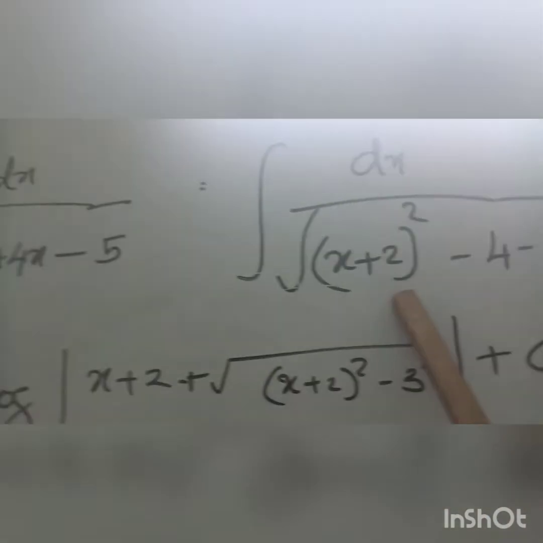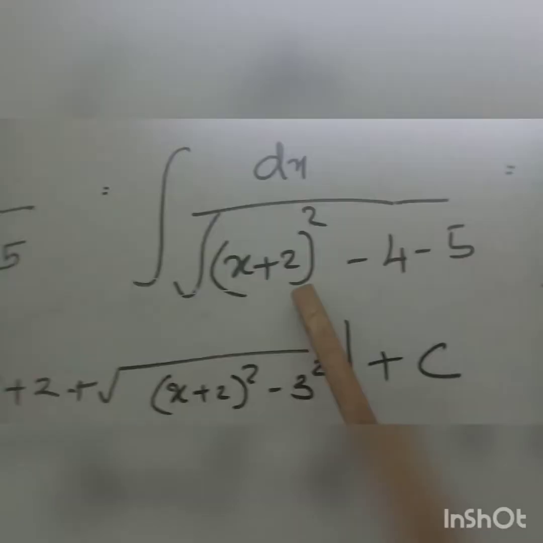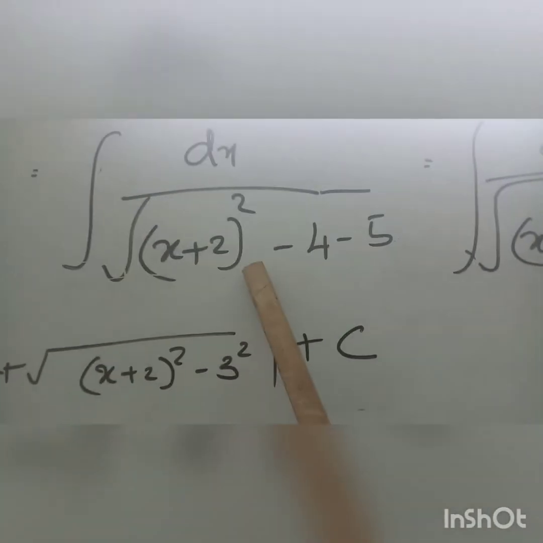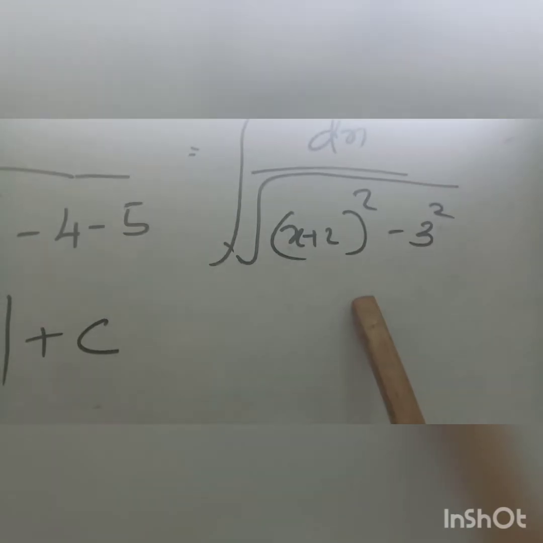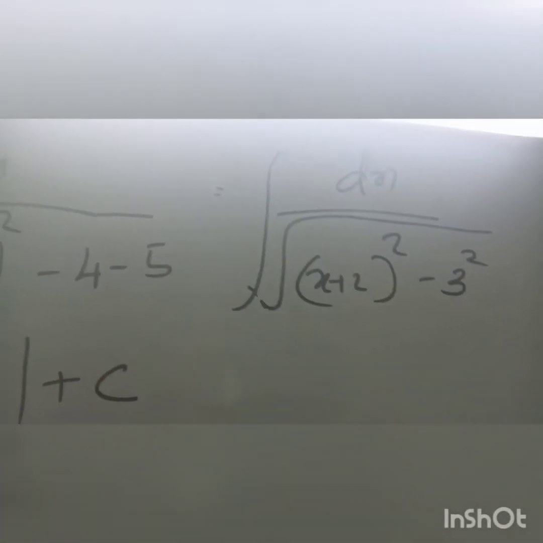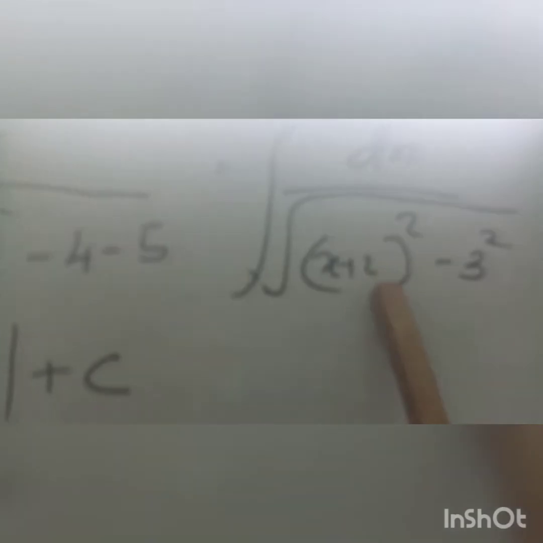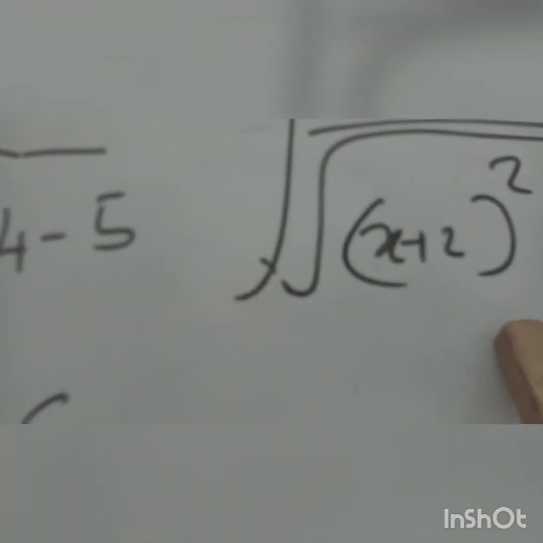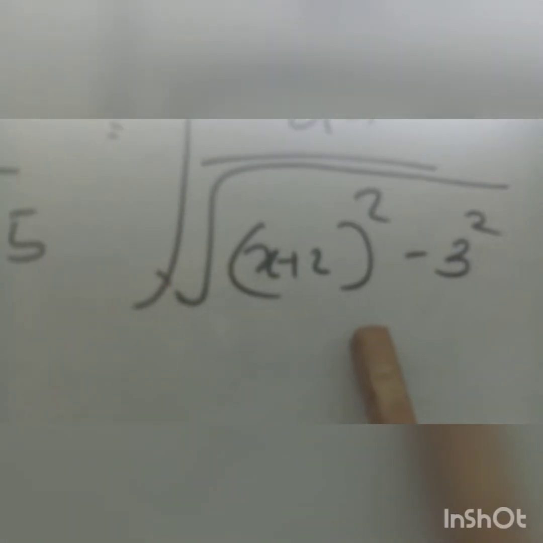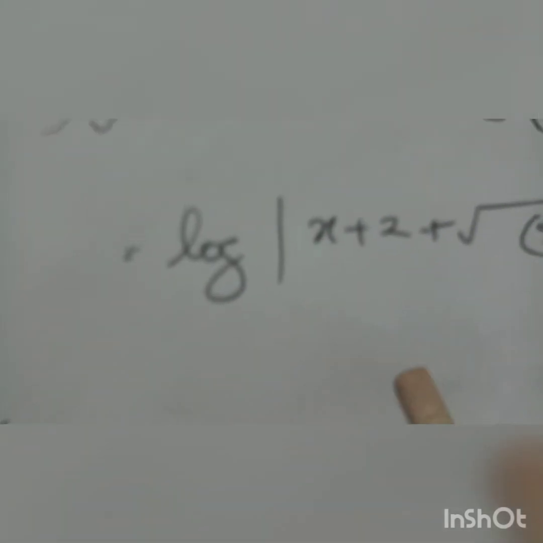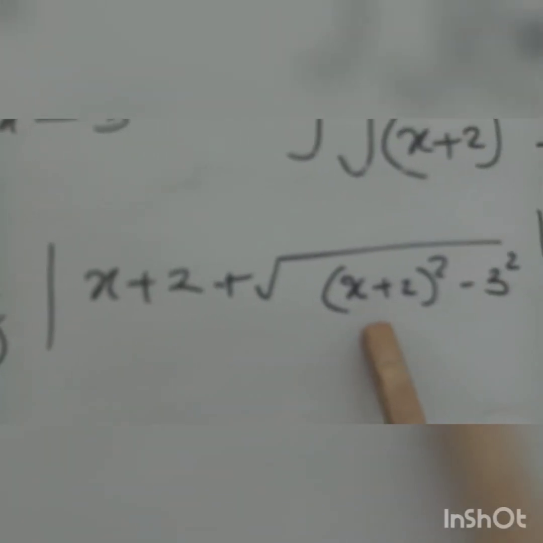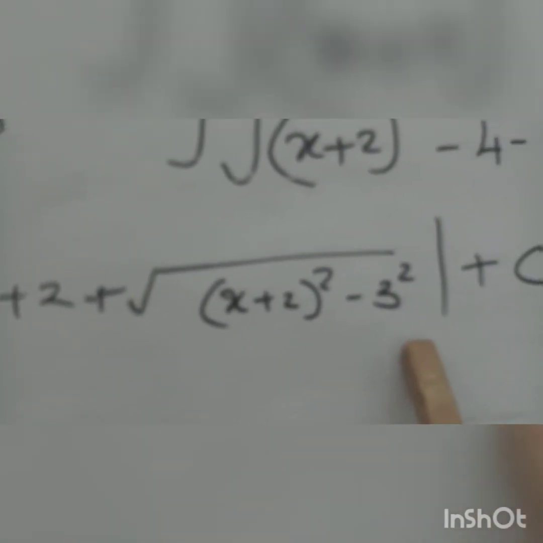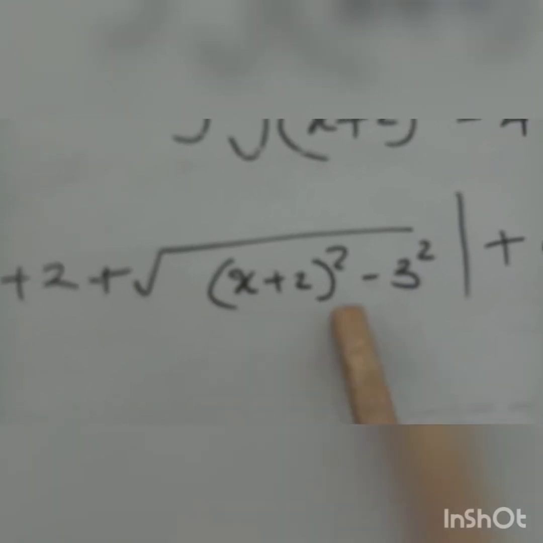So completing the square of the first two parts, x plus 2 the whole square minus the square of 2, that is 4. Now the expression becomes integral dx divided by root of x plus 2 the whole square minus 3 square. The formula for that one is log of mod of x, means x plus 2 here, x plus 2 plus root of x plus 2 the whole square minus 3 square. You can simplify the expression inside the bracket, no problem.